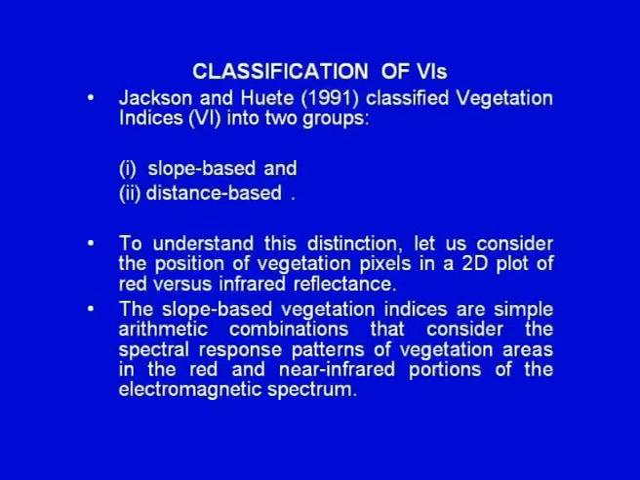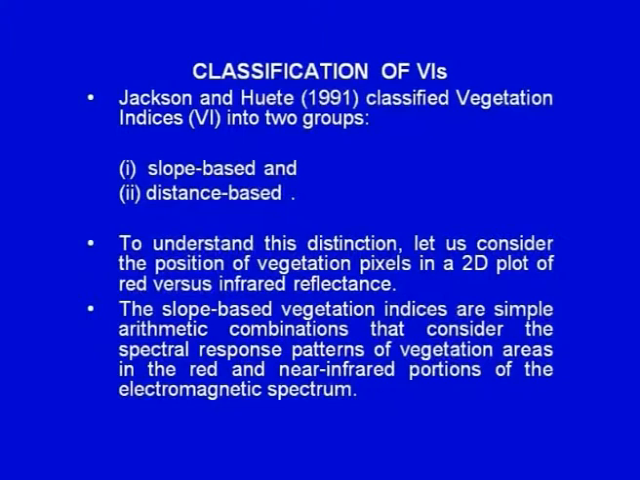Now, let us look at the classification of the vegetation indices. Jackson and Hewitt in 1991 classified vegetation indices into two broad categories or groups: slope based and distance based. To understand this distinction, let us consider the position of vegetation pixels in a plot of red versus infrared reflectance.